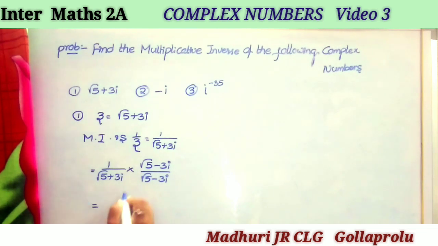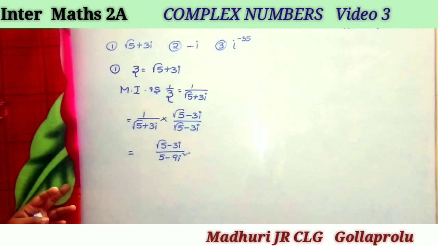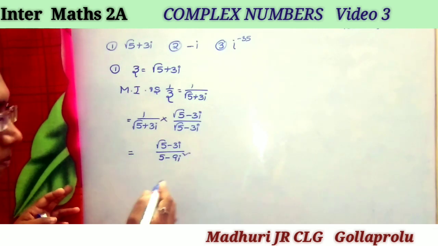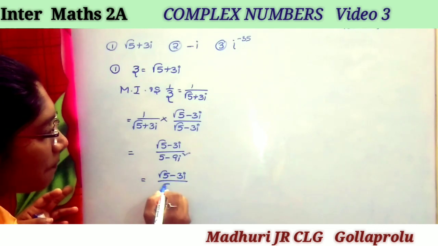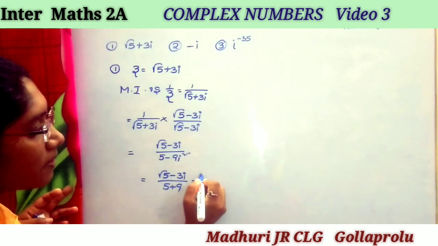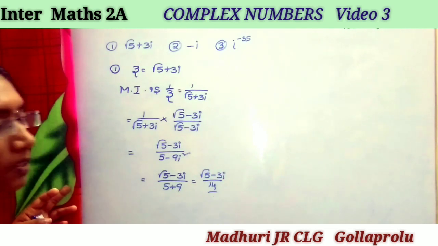Now this 1 into root 5 minus 3i is equal to root 5 minus 3i by, this is (a plus b) into (a minus b), that is 5 minus 9i square. But i square is equal to minus 1. So this is root 5 minus 3i by 5 plus 9, and this is equal to root 5 minus 3i by 14. That's all. This is the answer.